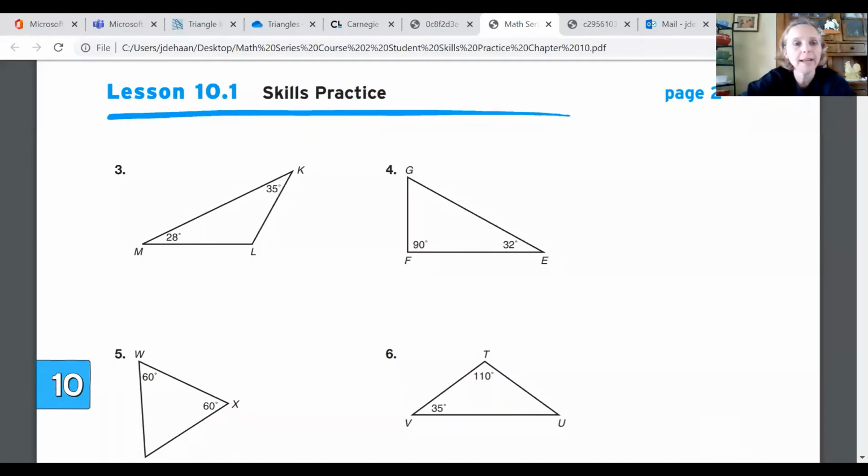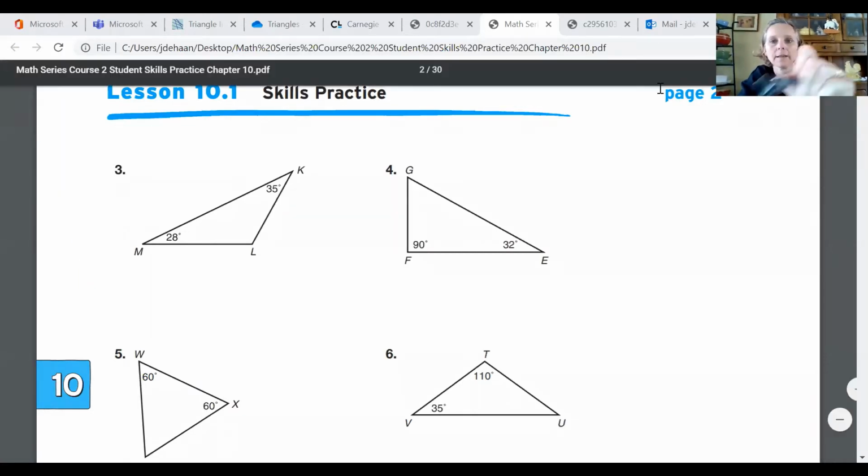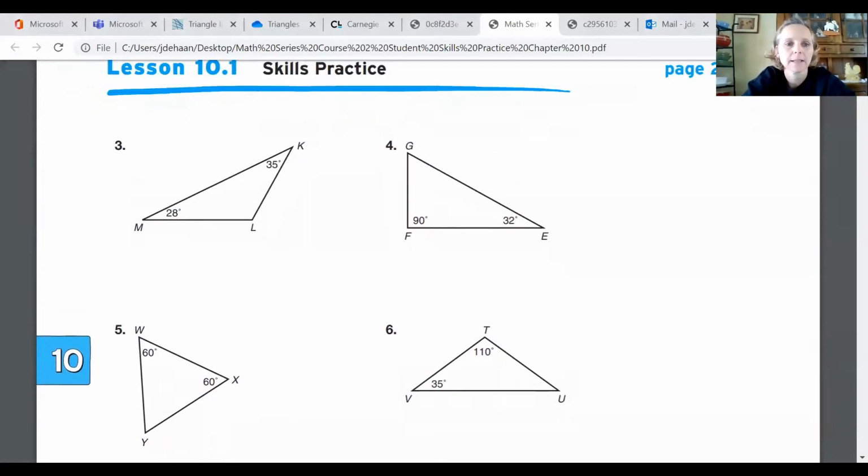I'm going to share a screen with you and show you the types of problems we might see. Here we have some problems from our skills practice. Let me get the annotate tool on there and make sure I can write. Let's look at number 5. Oh, look at me already erasing. Actually, before I do that, I want to make this a little bit bigger.